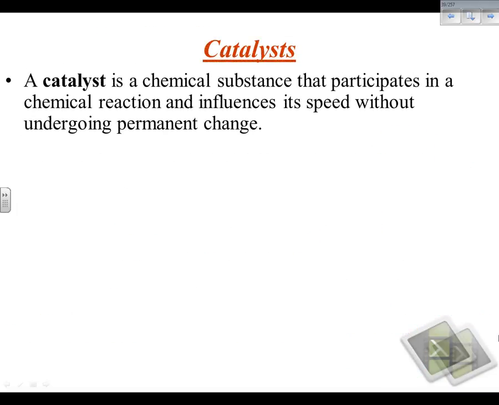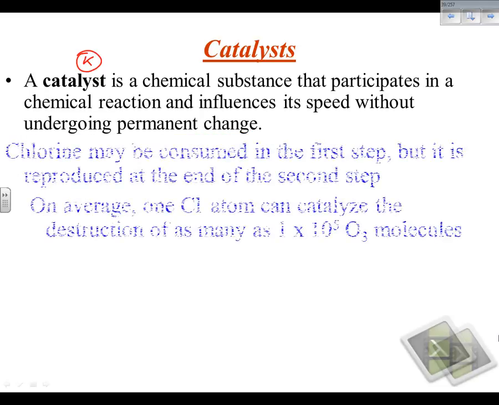We've referred to Cl as a catalyst, and I need you to know what this is. A catalyst is a chemical substance that participates in a chemical reaction and influences its speed. And here's the deal: without undergoing permanent change. This has been responsible for the gainful employment of many a chemist, to figure out better and better catalysts.